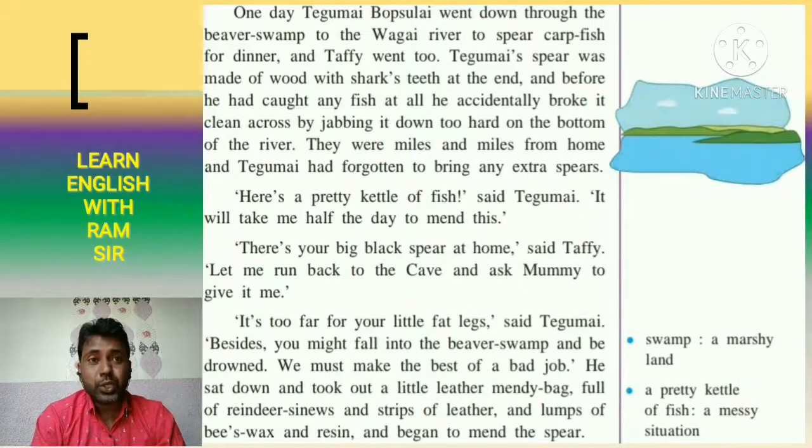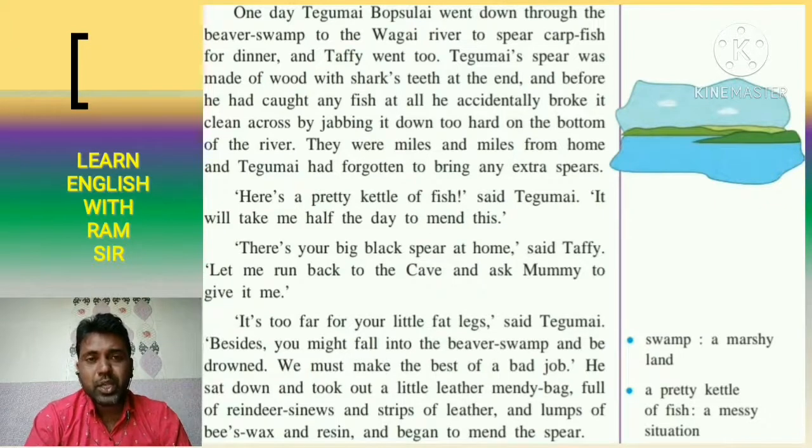One day, Tegumai Bopsulai went down through the beaver swamp to the Wagai river to spear carp fish for dinner. And Taffy went too. It means at the beginning of the story, Tegumai Bopsulai went down through the beaver swamp. Beaver swamp means daldal ka area, daldal ka ilaka, jahan pe there were all the time flooded kind of situation.